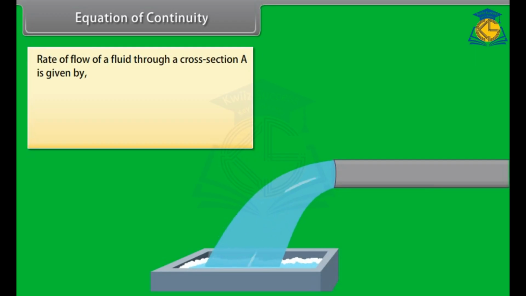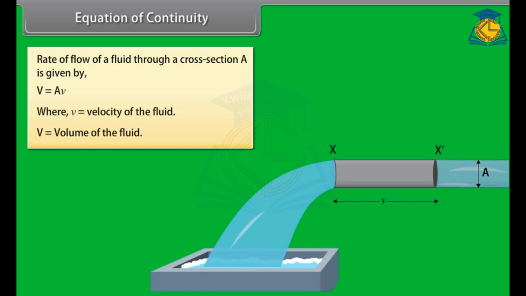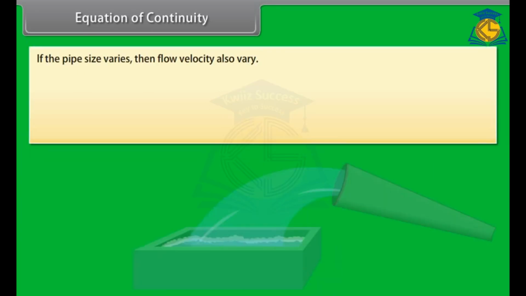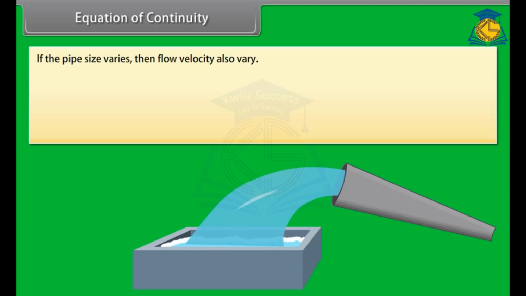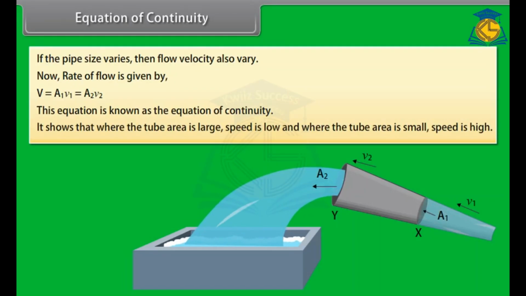Equation of continuity. The rate of flow of a fluid through a cross-section A is given by V = Av, where v is the velocity of the fluid and capital V is the volume of the fluid. If the pipe size varies, then the flow velocity also varies. Now, the rate of flow is given by V = A1v1 = A2v2. This equation is known as the equation of continuity. It shows that where the tube area is large, speed is low, and where the tube area is small, speed is high.